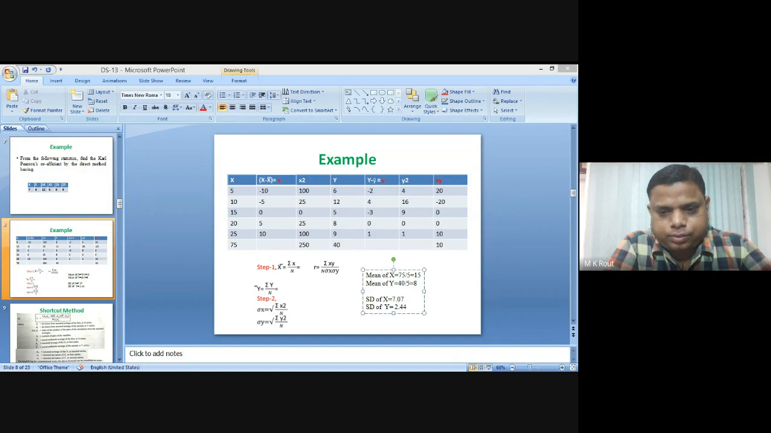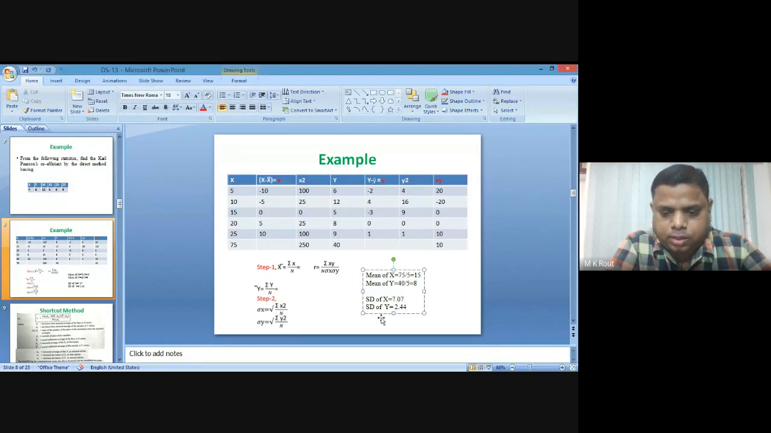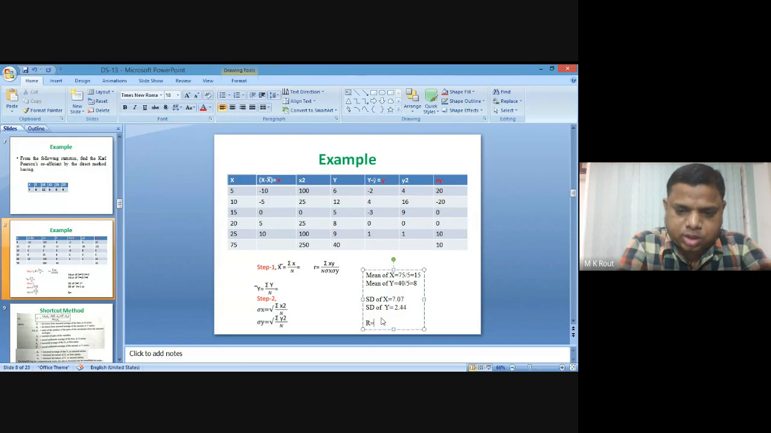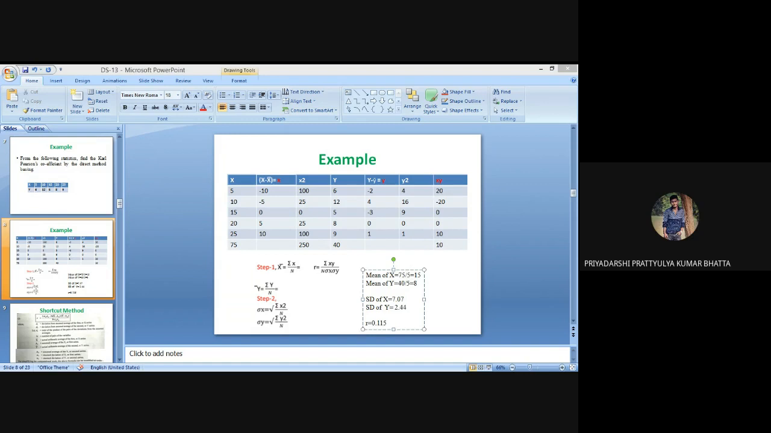Shivani Jana, what is the final answer for Karl Pearson coefficient? Sania Khatun, yes, sir. 0.115. Okay. So just write the final answer at the bottom of this particular page, that the coefficient of correlation in case of Karl Pearson, r equals to 0.115. Is it clear to all? Yes, sir.